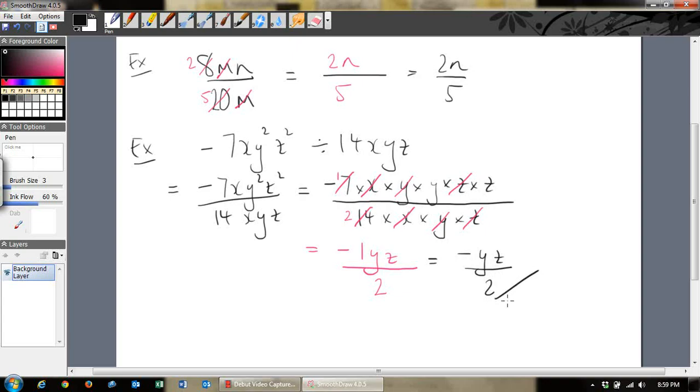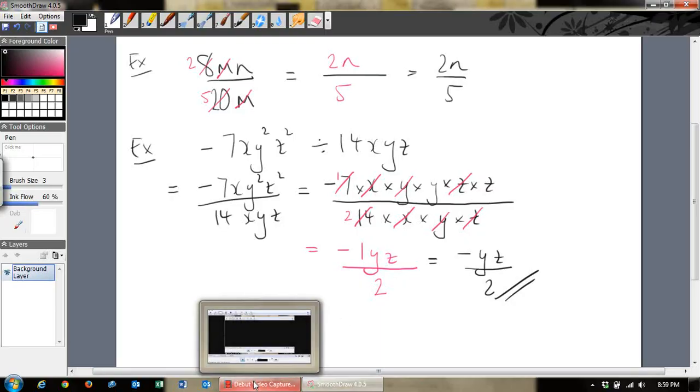Okay, and so when you're cancelling, just make sure it's factors on the top line. Remember, factors are things that are multiplied by each other. You can only cancel things that are multiplied by each other on the top and bottom lines. And apart from that, cancelling out when dividing algebra is fun because you get something really simple in the end. Thank you.